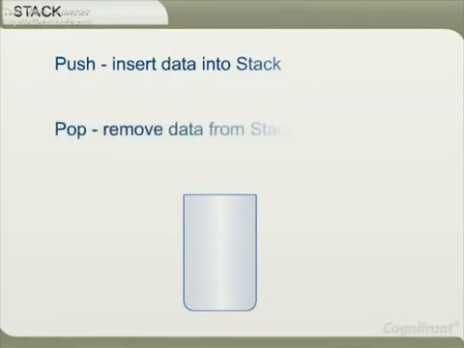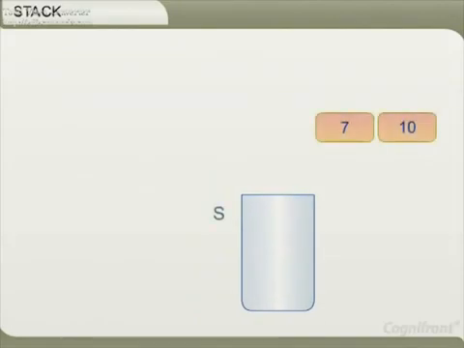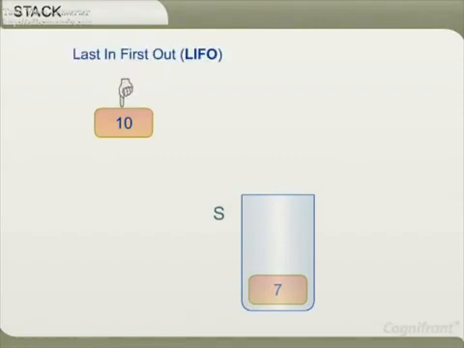Now let us see the various operations performed on the stack. The push and pop operations are performed on the stack. Push is to insert data into the stack and pop is to remove data from the stack. Now consider an empty stack S. Let us perform push operation to insert number 7 and 10 into S. After pushing 10 in the stack, observe that it is pushed on the top of 7. Suppose we want to remove data from the stack. Then in pop operation 10 is removed from the stack first and 7 is left in the stack S.